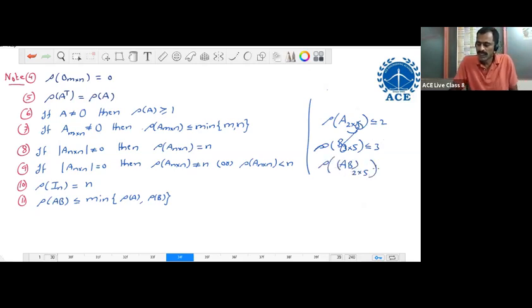Rank of AB is less than or equal to the minimum of the individual ranks. Minimum of individual ranks only. But A's maximum possible rank is 2, and B's maximum possible rank is 3. The minimum of these two will be 2, 3 only. So rank of AB is always less than or equal to the minimum of these two individual ranks only.